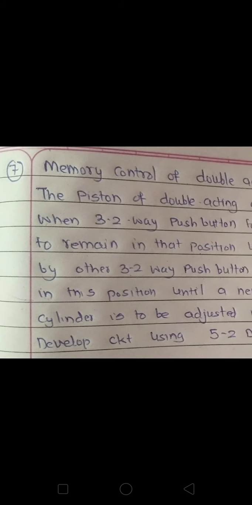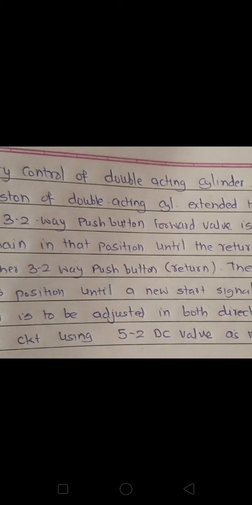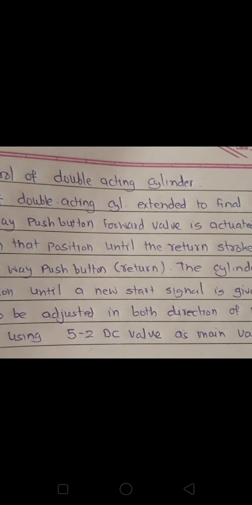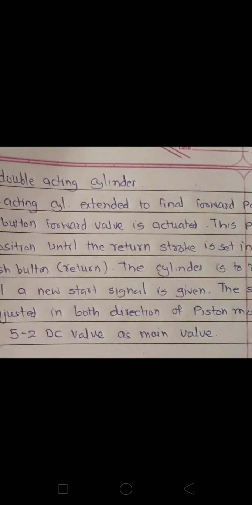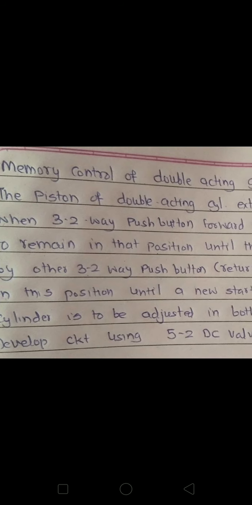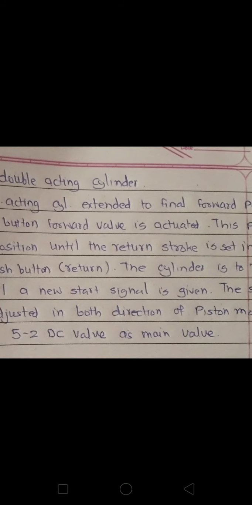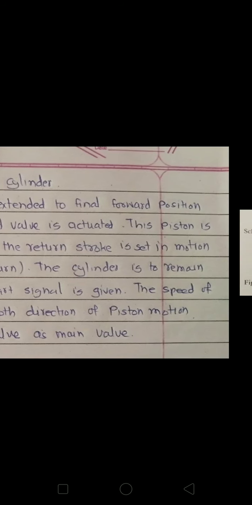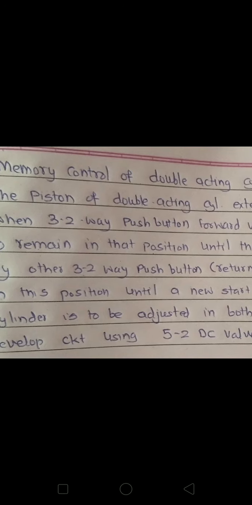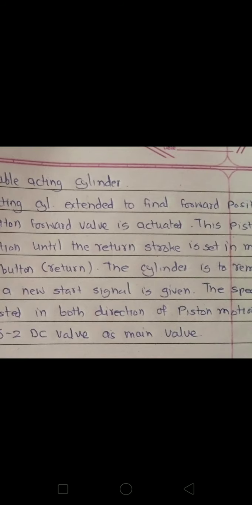The piston of a double acting cylinder is extended to the final forward position when a 3x2 way push button forward valve is actuated. This piston is to remain in that position until the return stroke. So this should be like a reminder. This should be memorized, right?